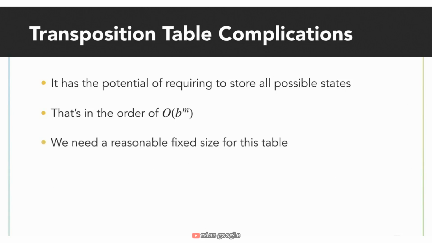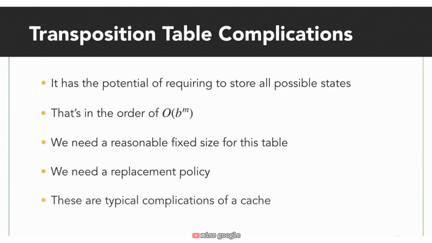So we need a reasonable fixed size to implement the table. And we also need a replacement policy when the table becomes full. These policies tend to favor states at levels close to zero, as they would save us larger subtrees. All of these complications are typical in the implementation of a cache. So these have been highly studied in operating systems.